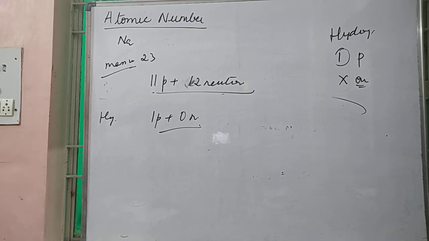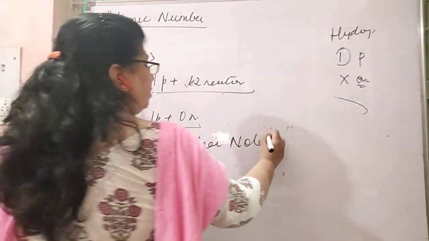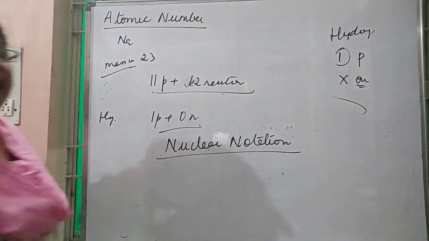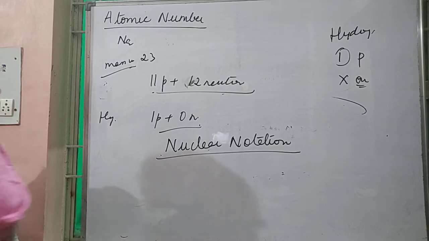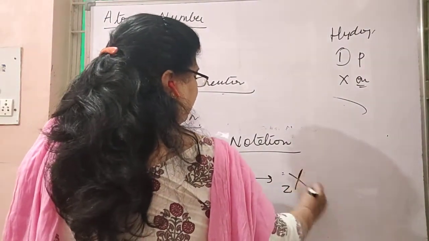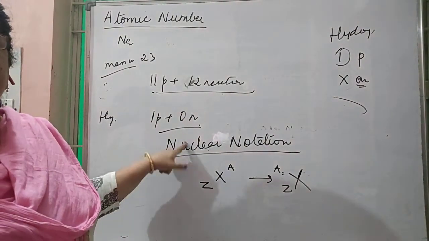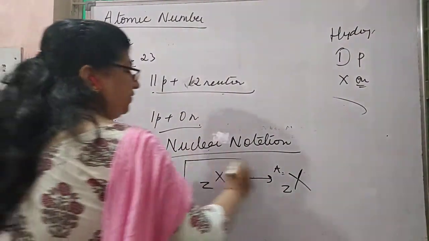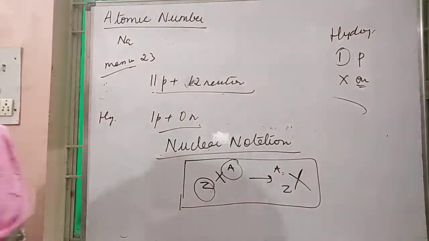And the way to denote it, that is, you can say the nuclear notation of an atom. When we are placing the mass number and the atomic number together with the atom, it is given as ZXA or ZXA. Anyhow, this is the mass number, this is the atomic number, and this is the nuclear notation. This is how we denote. If any symbol is like this, you will very easily know that this is the atomic number and this is the mass number.